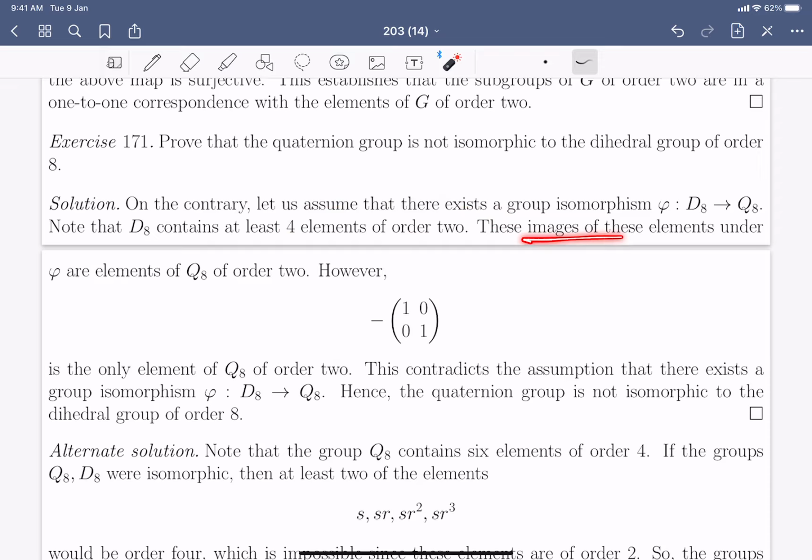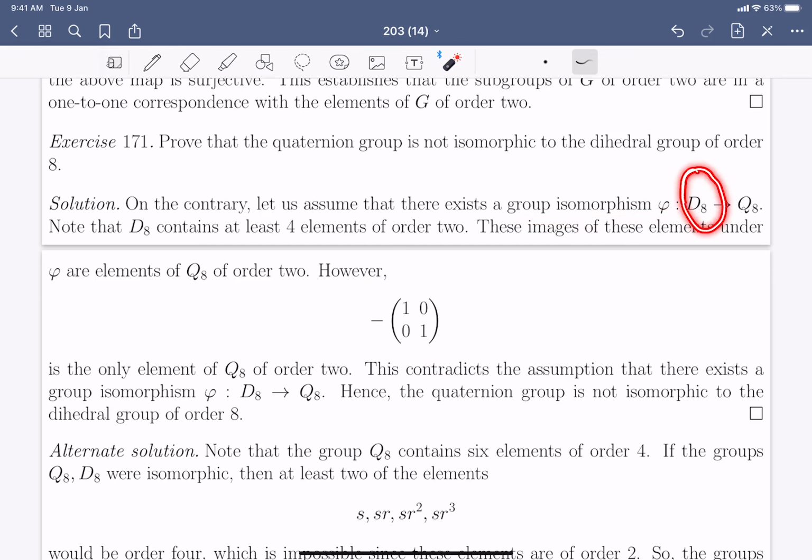The images of these elements under this phi have to be elements of Q8 of order 2, by the previous proposition, the proposition that we discussed at the very beginning today. And now one can observe that inside the quaternion group Q8, this is the only element of order 2. So not much can be done, in the sense that we obtain a contradiction.